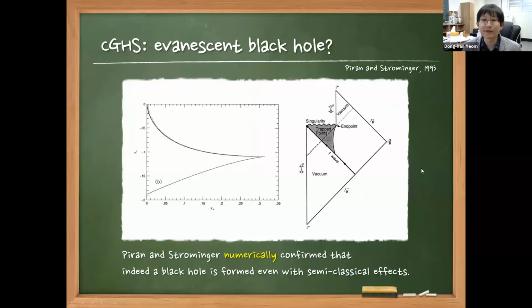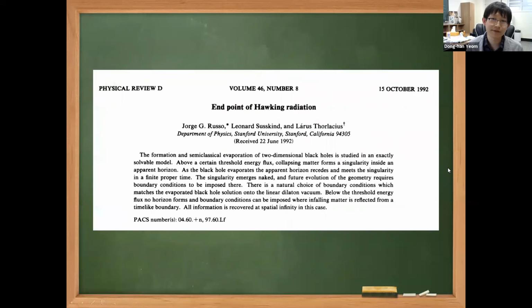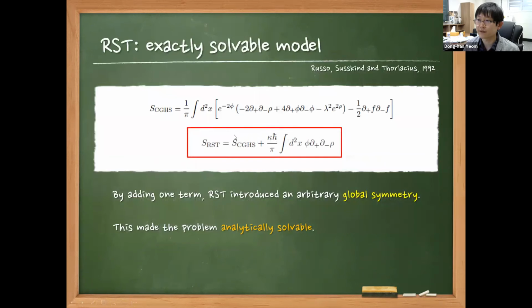So the original title was evanescent black hole, but the black hole in the CGHS model is not evanescent. So this was confirmed by the numerical computations. But you may ask whether there can be any model that is solvable by analytic formulas, and the answer is this model, the Russo-Susskind-Thorlacius model. So in this model, they modified a little bit of the original CGHS model. So this is the original CGHS action, and they included one more term here, something like this.